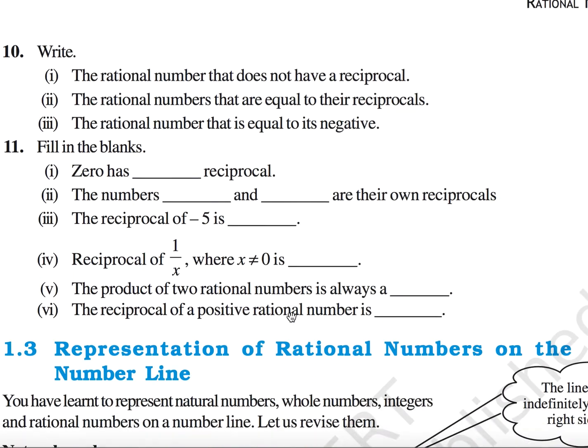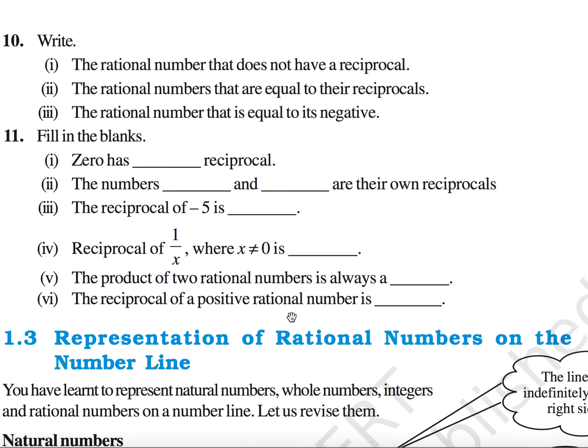Alright, the rational number that does not have a reciprocal: 0. No reciprocal, 0. The rational numbers that are equal to their reciprocals: 1. Okay, now 1's reciprocal is also 1. Minus 1 is also the same. The rational number that is equal to its negative: 0. Okay, 0 has no reciprocal.